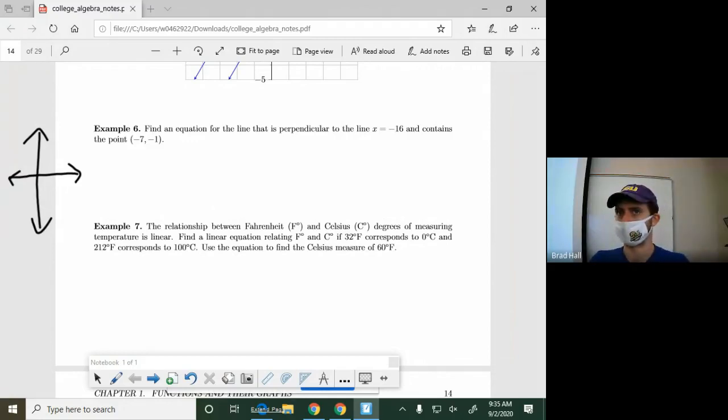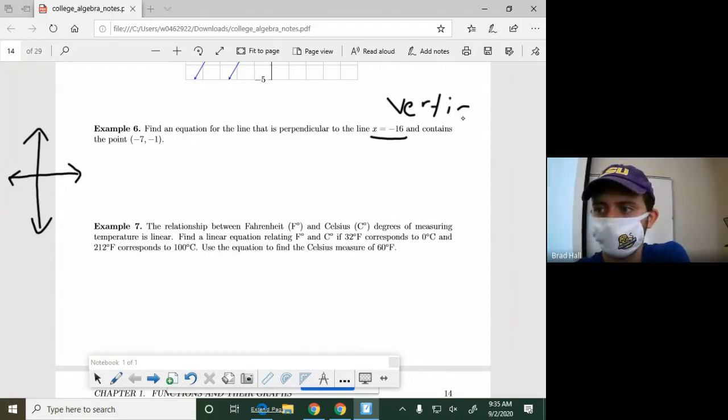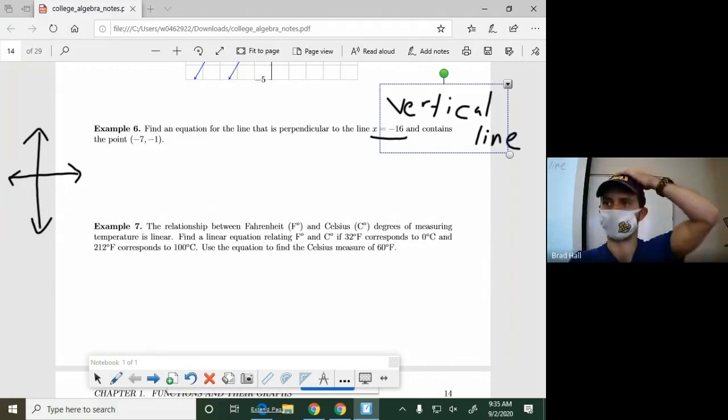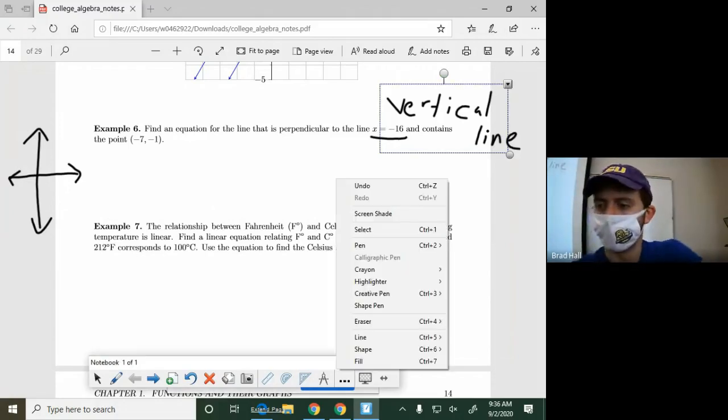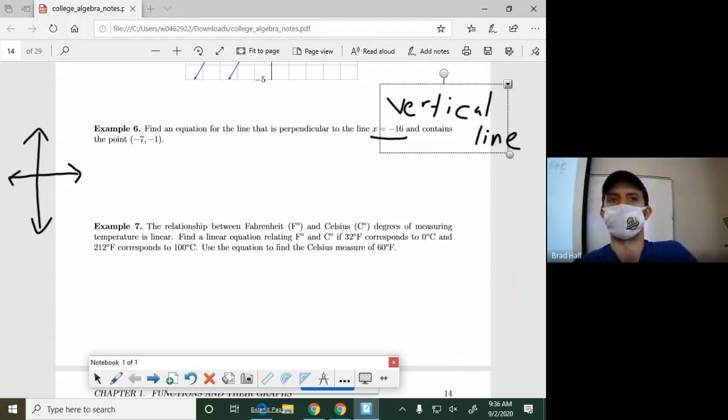Remember, vertical lines do not have a slope. This line here that they give us does not have a slope. This is a vertical line. One reason for determining that is because this line is not in y = mx + b form. There's no y. That's a dead giveaway. So is this just a vertical line anywhere? No, it's not. It's a vertical line at x = -16.